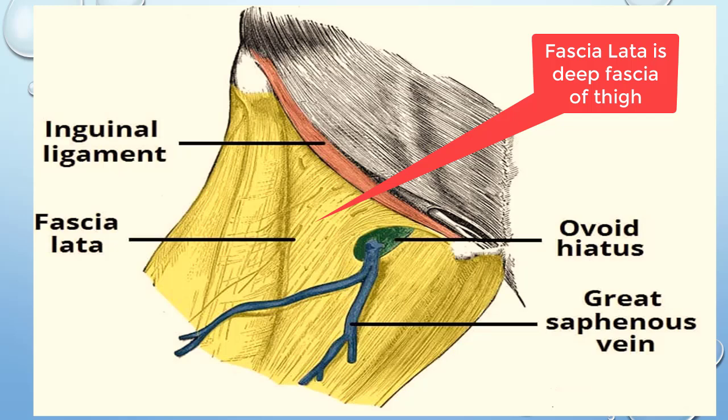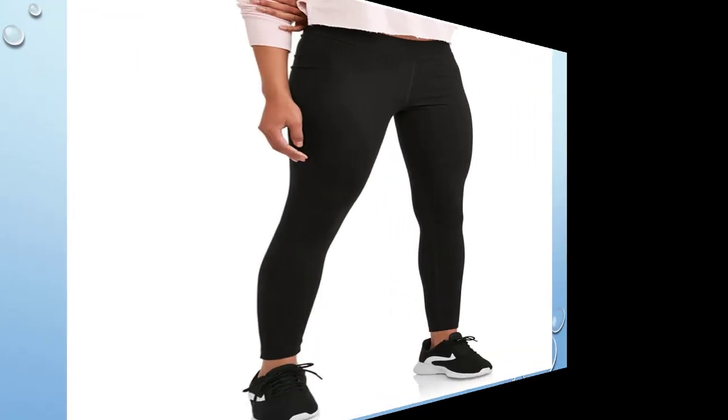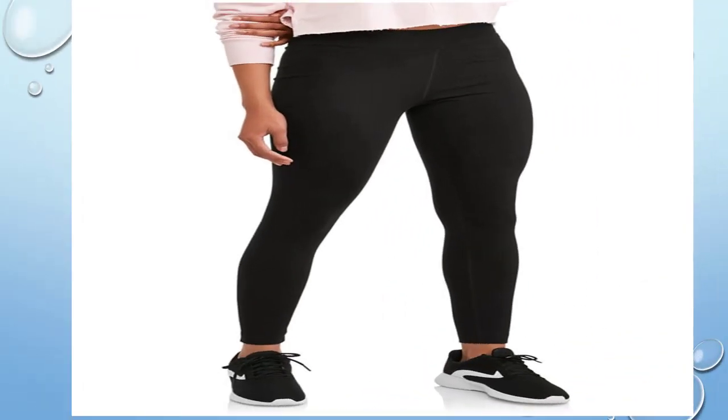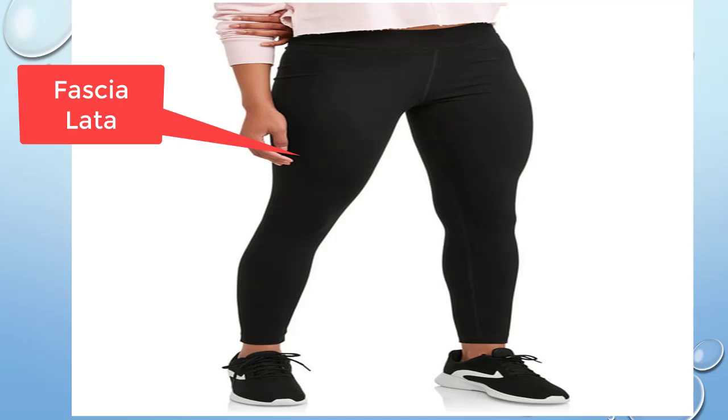This fascial sheath envelops the thigh like a spandex legging, as you can see. In this image, consider this spandex legging in the thigh region only. If we focus on the thigh region, consider it as the fascia lata. So this fascia is a strong, extensible and elastic stocking that covers the thigh.